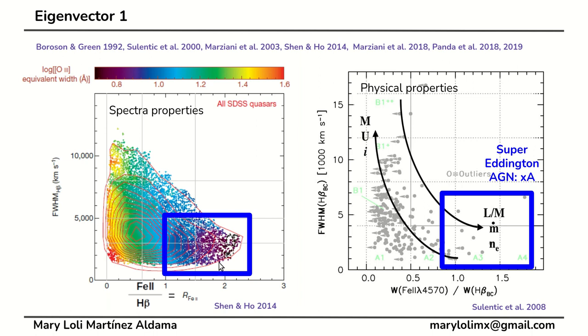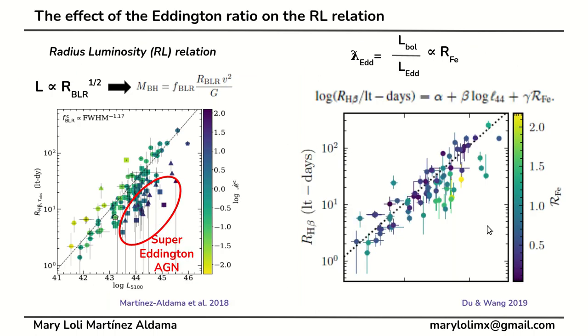As I told you before, the Super-Eddington AGNs will be stronger Fe III emitters, and they will show a strong contribution of the forbidden [O III]. So you will see here that our regions are located here. So this is the region where we will try to identify or find the Super-Eddington AGNs.